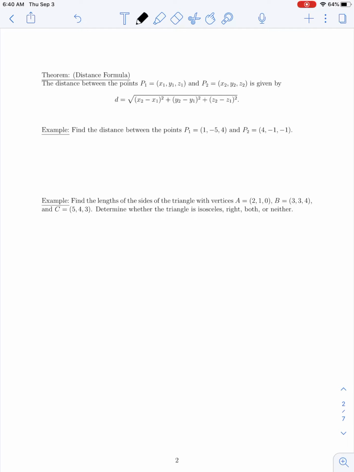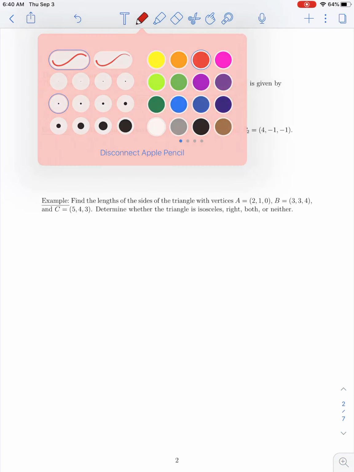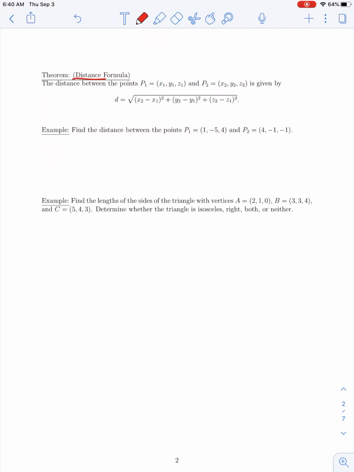Now, a problem of interest for points in space is determining the distance from one point to another. That's a problem that will come up fairly often throughout this course. So we have the following theorem, which is a distance formula between 2 points in 3 dimensions. And it's very similar to the distance formula between points in the plane. So here's what it says.